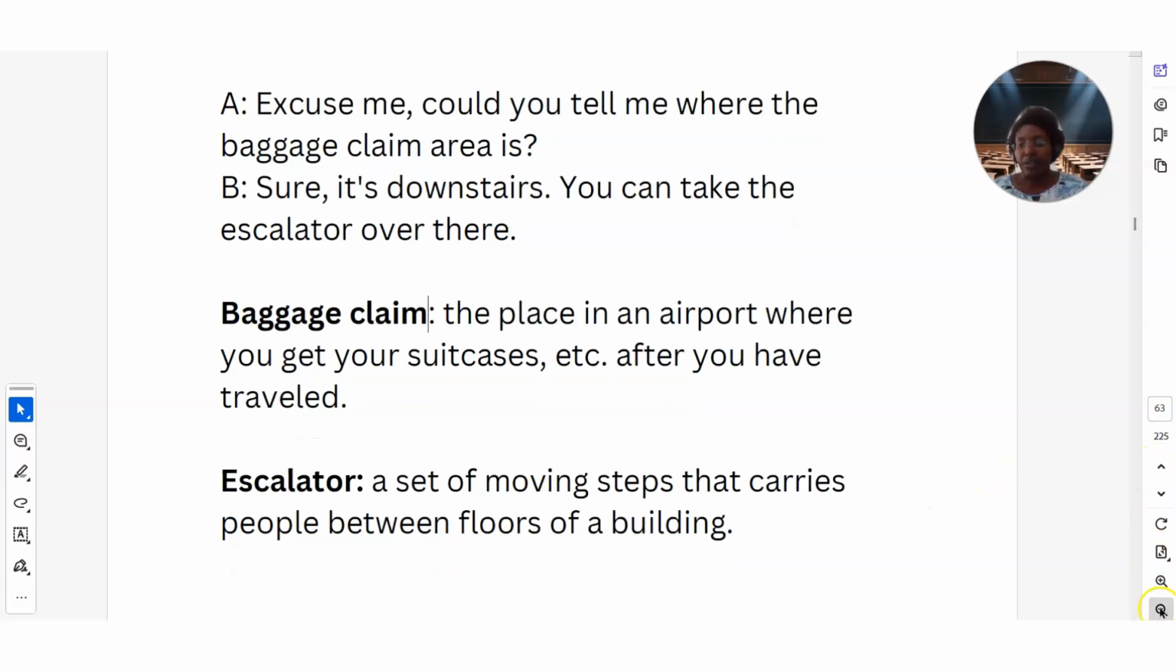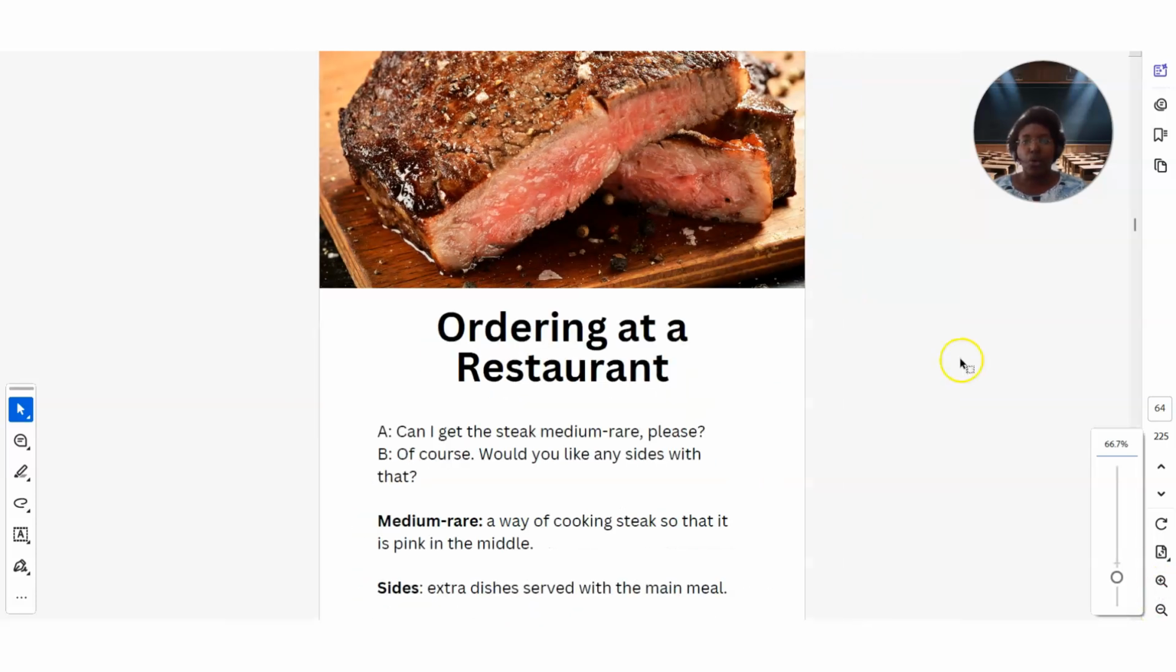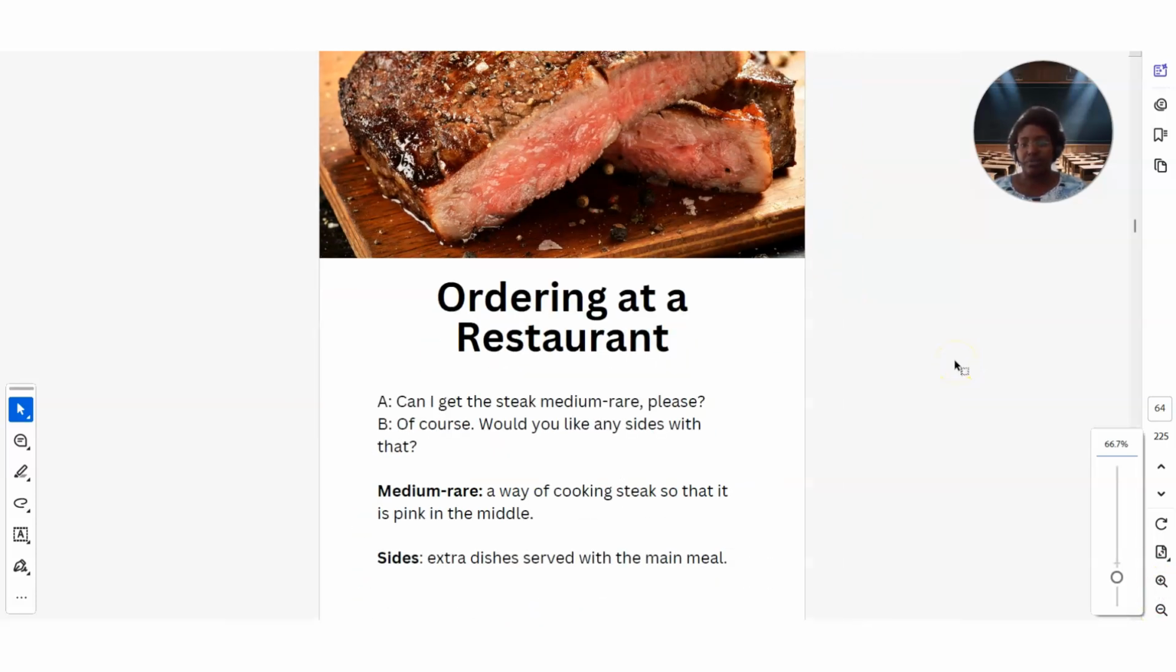So let me back out a little bit. Let's look at the next one. I'm going to back out so you can see. Ordering at a restaurant. Can I get the steak medium rare, please? Of course. Would you like any sides with that?